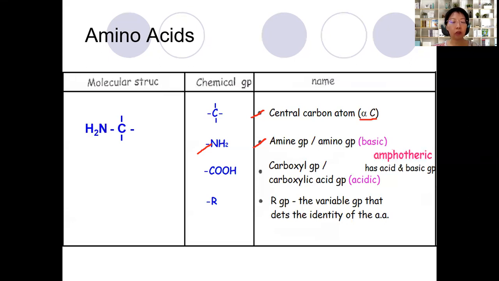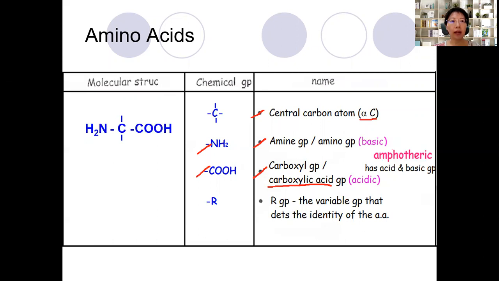So to the left side is NH2. Now to the right side is the COOH group, which is called the carboxyl group. Any molecule which contains the carboxyl group can be called a carboxylic acid. So in amino acid, this is also called the carboxylic acid group. It is located to the right side of the central carbon.